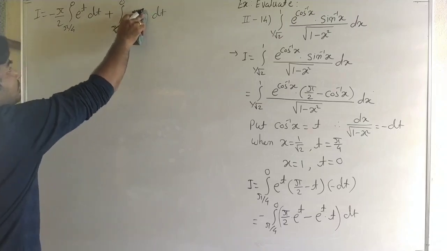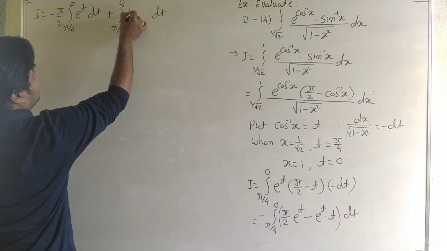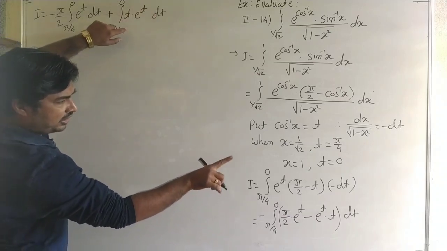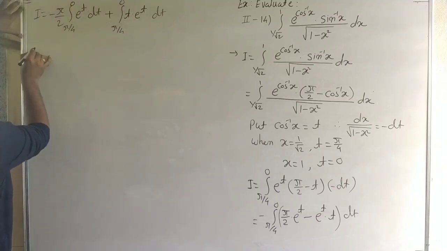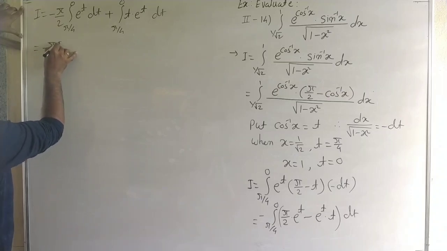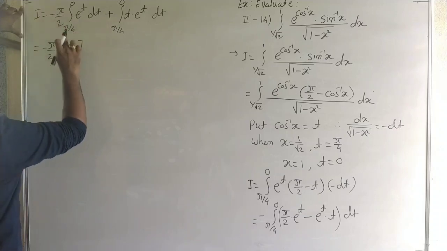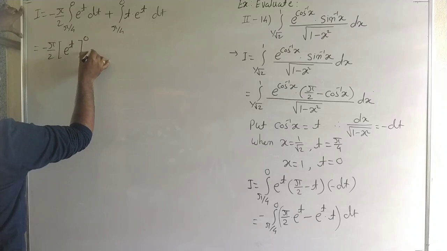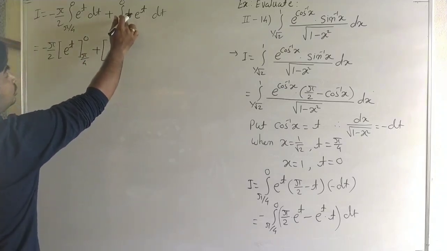Okay, algebraic is the first function and exponential is the second. Here e to the power t into t, we can write t into e to the power t. Now we solve the integrals. It is minus pi by 2 into e to the power t, the integral of e to the power t is e to the power t, and the limit is pi by 4 to 0. And now plus, first we find the integral and then substitute the limits.